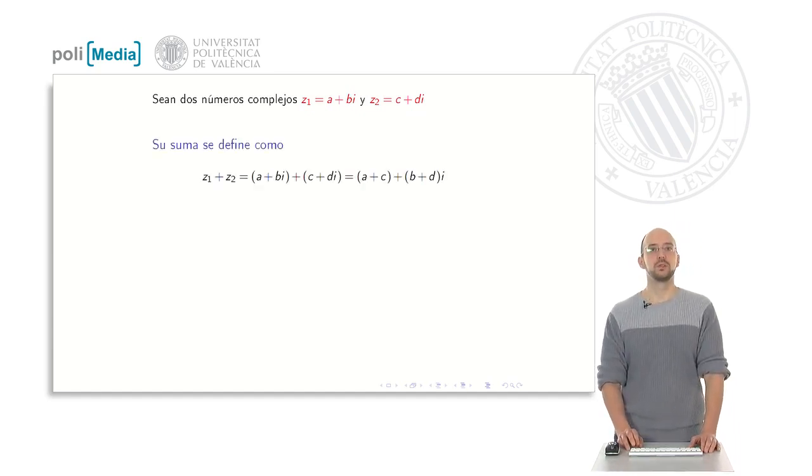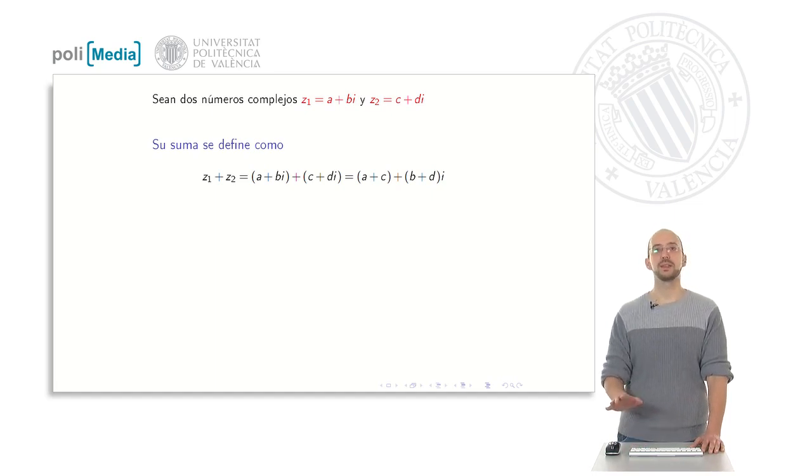Suppose we have z1 equals a plus bi, and z2 equals c plus di. Keep in mind that a and b and c and d are numbers that you will know in principle. Here we try to explain everything in a general way, but then you will see some concrete examples. The sum is defined like this: z1 plus z2 would be simply, if we read exactly what it says there, (a plus c) plus (b plus d) times i.